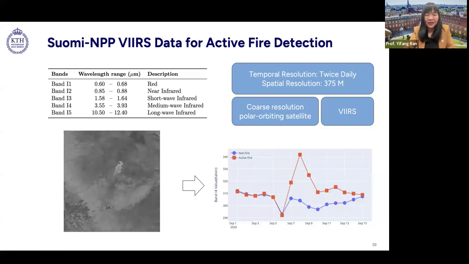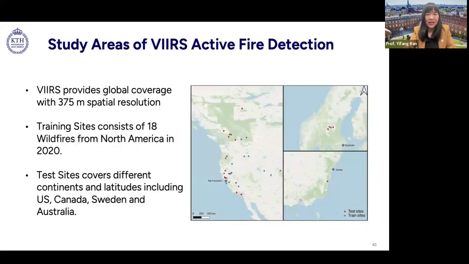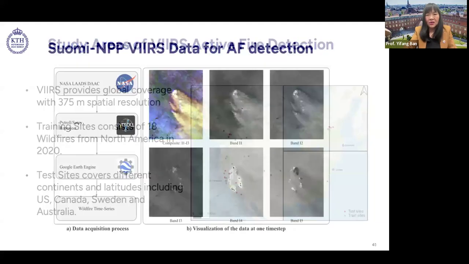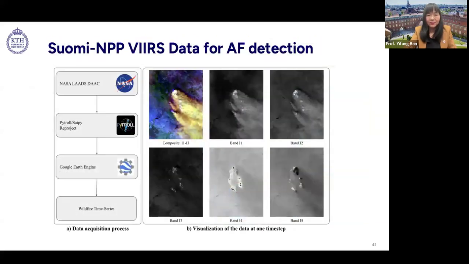We will deploy that to night imagery by training on the night imagery dataset. So here we have 18 wildfires in North America from 2020 as training sites, and test sites we have US, Canada, Sweden, and Australia. So we try to see what's the capability of our deep learning models.